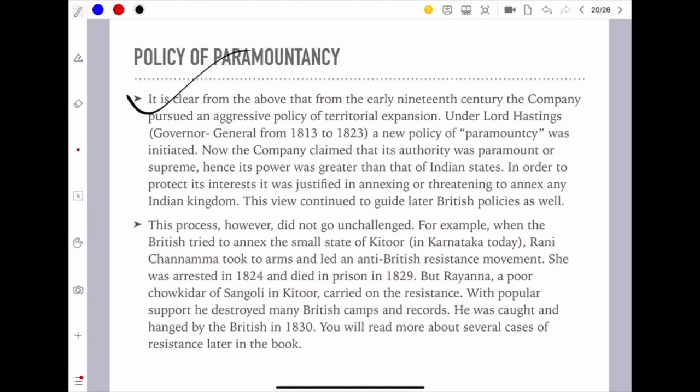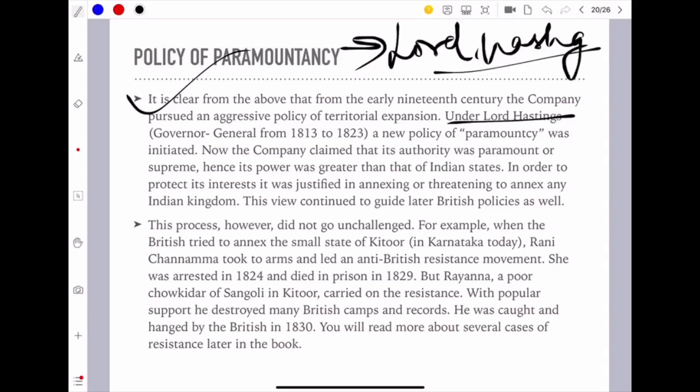It is clear from the above that in the early 19th century, the Company pursued an aggressive policy under Lord Hastings. Lord Hastings, Governor General from 1813 to 1823, introduced the Policy of Paramountcy. The Company claimed that its authority was paramount, superior, supreme. Hence its power was greater than the Indian states. To protect its interest, it was justified in annexing, or threatening to annex, any Indian kingdom. This view continued to guide later British policies as well.